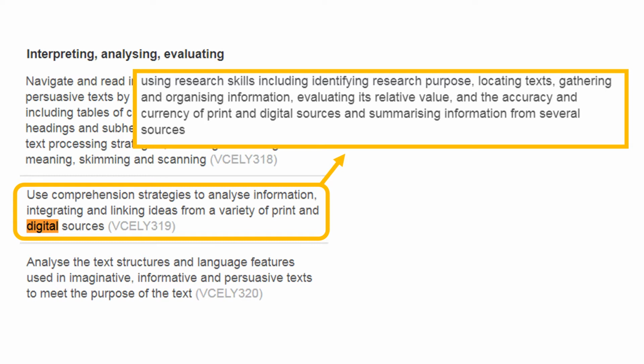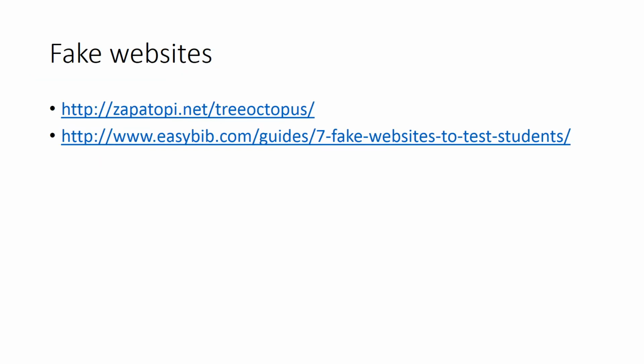Another in level 5 is this one. This is really important. So if you search for information on the internet, how do you know whether the information is reliable? How do you know if it will give you the information you need? So there are lots of websites you can use for this, which are fake websites to help students exercise their critical thinking skills. So have a look at this really good one on tree octopuses.